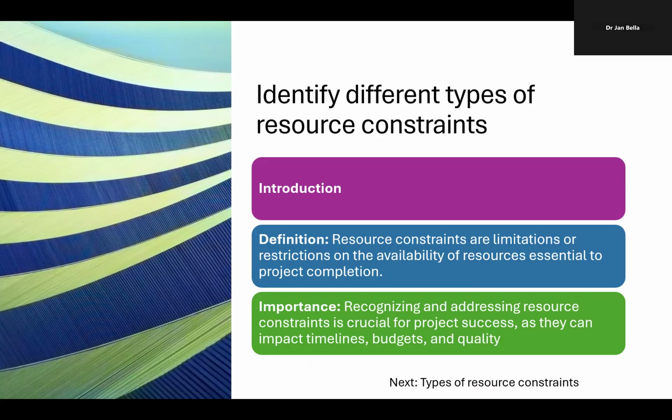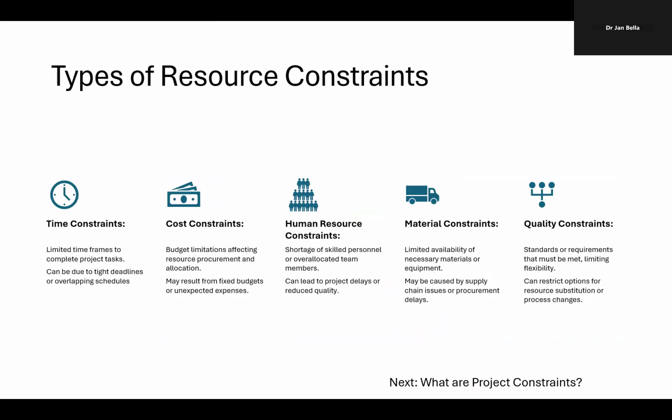Let's look at some types of resource constraints. We have time constraints, cost constraints, human resource constraints, material constraints, quality constraints. We want to do a good job. We can have more than one of these constraints working against us. We have to know how to schedule in order to minimize the constraints.